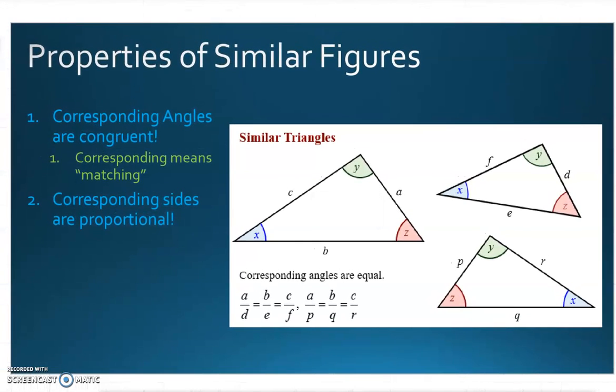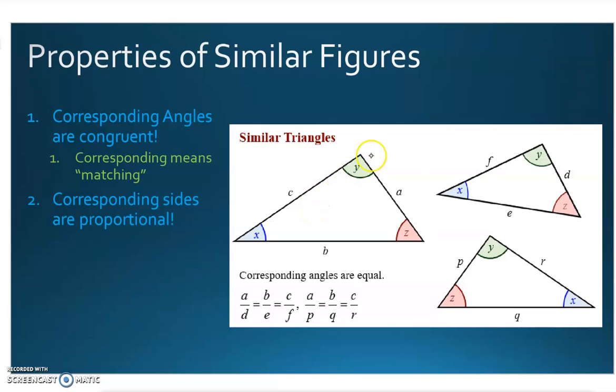So a couple properties of similar figures that you need to know is that when we have, say, similar triangles, it doesn't have to be a triangle, all of the corresponding angles are going to be congruent. Congruent means same measure, equal, if you will. Corresponding means matching. So let's talk about corresponding angles.